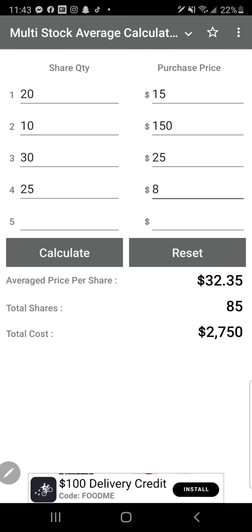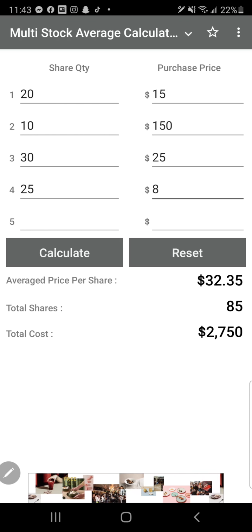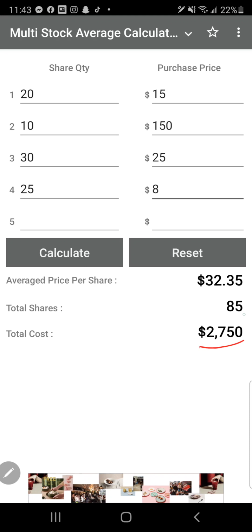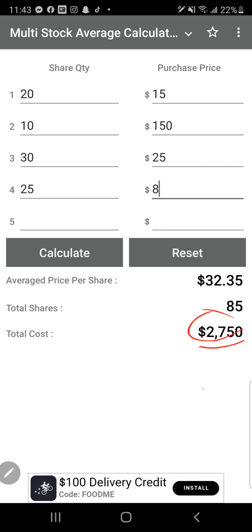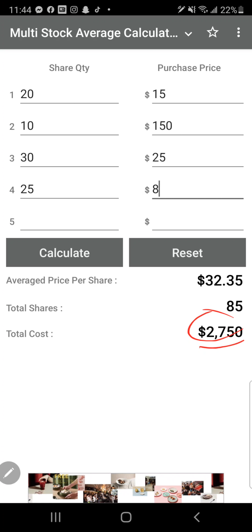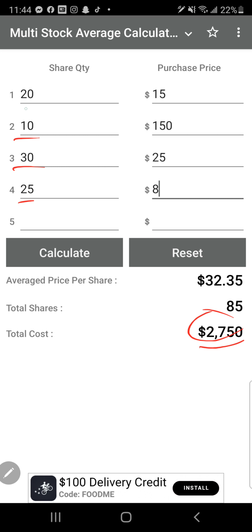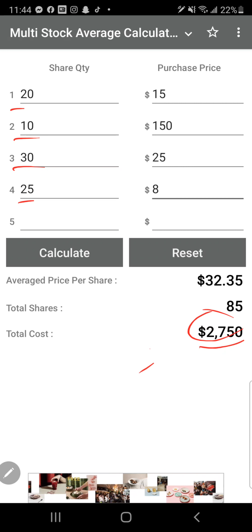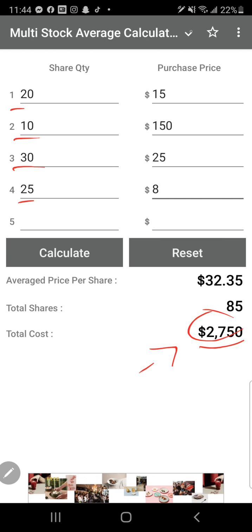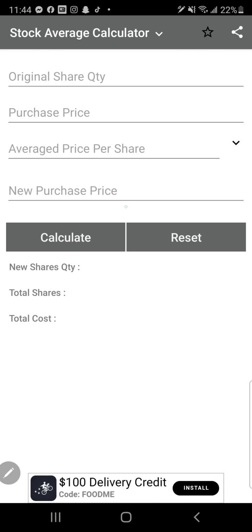So it's going to give you the average price per share, the total shares you're buying, and what you're spending to get all these at once. If you did some type of math and figured out you want to get this amount of each, now you know what you're spending. If you just want to do it individually, you could always do that.